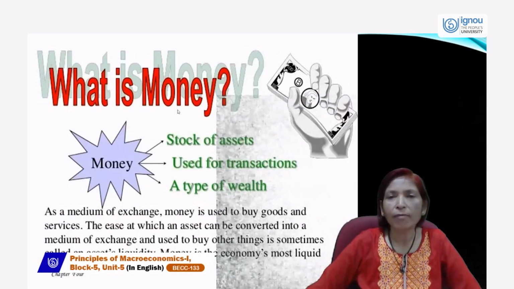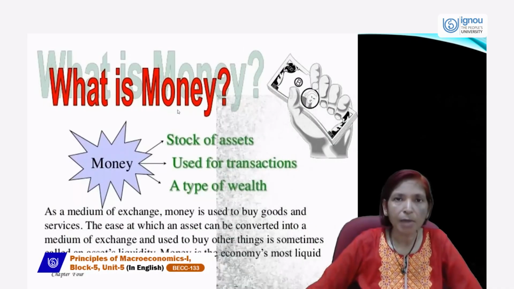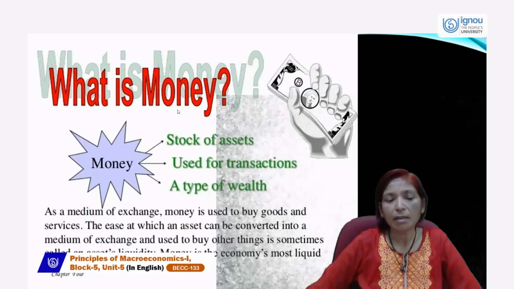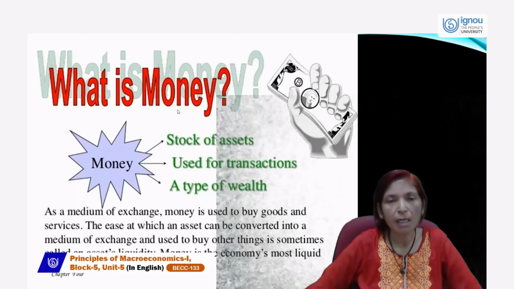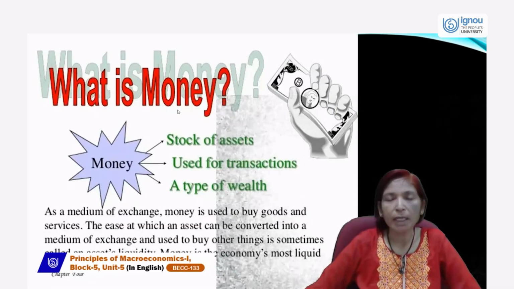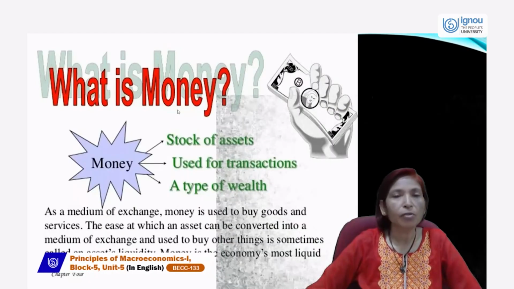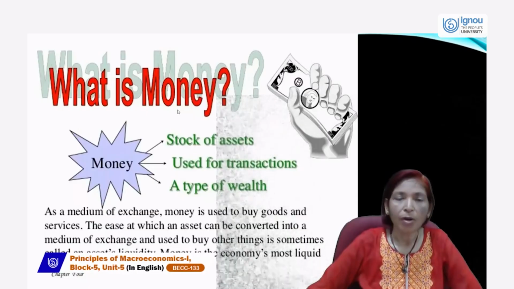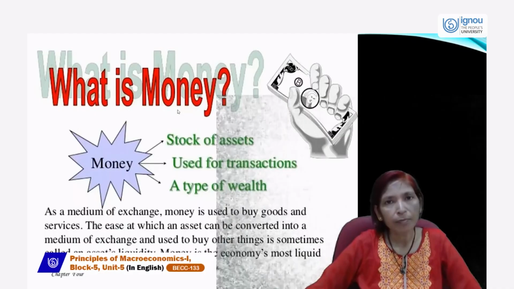Many economists define the term money. According to Walker, money is what money does. But this is a very simple and not a proper definition of money, because in this, Walker said that money is what money does. It means that anything which you are using for exchange, that is money. Or money is that which does the functions of money.